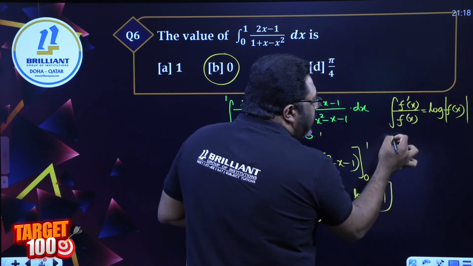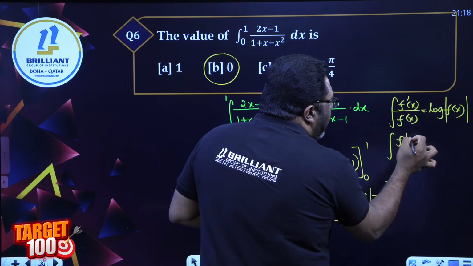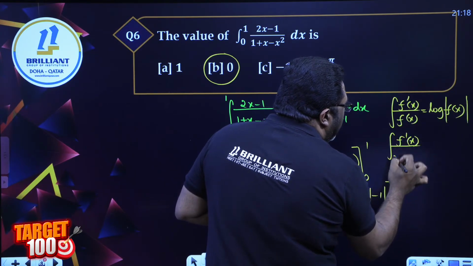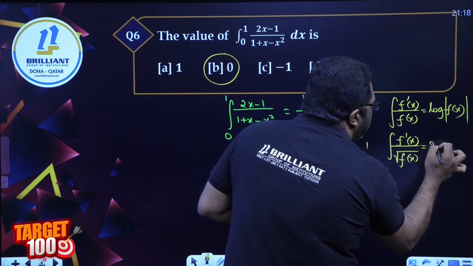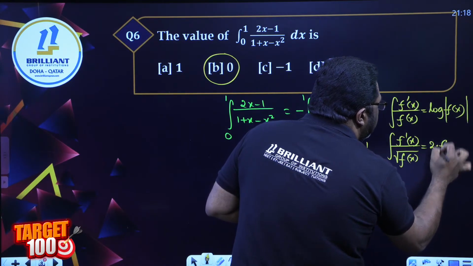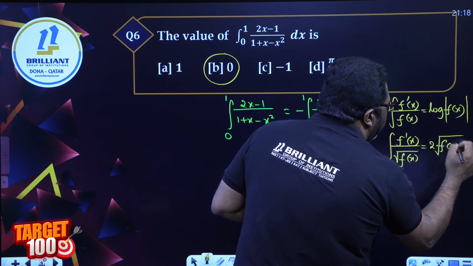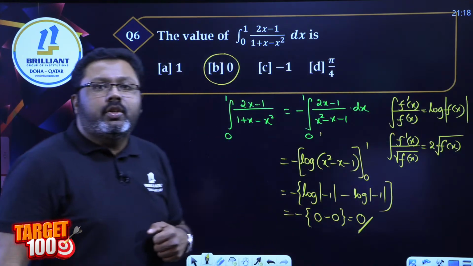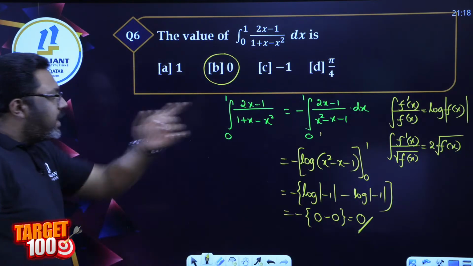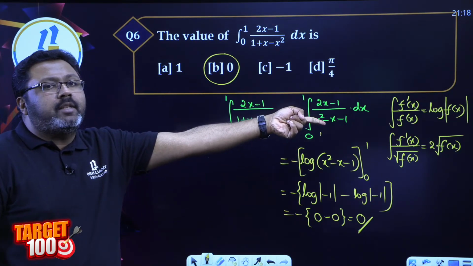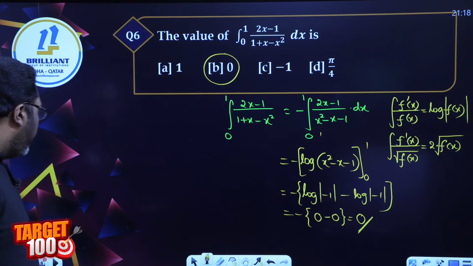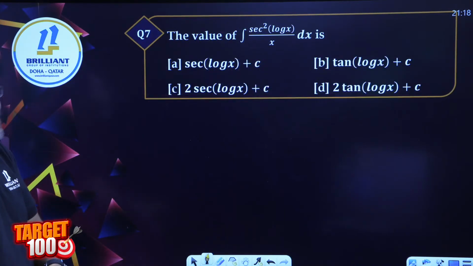And what is the standard result for f dash of x by square root of f of x? If you want, you can learn this also. 2 times square root of f of x. These are very good standard results which can be used for 1 mark MCQs as well as for 3 mark questions. Okay. Next, question number 7, all of you.